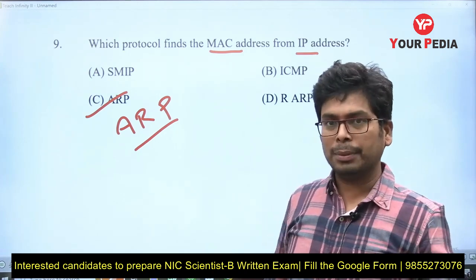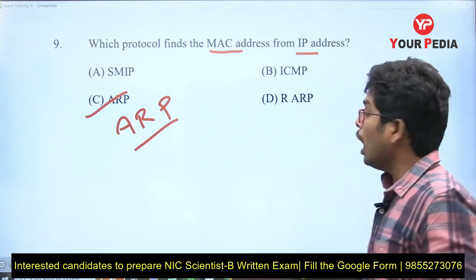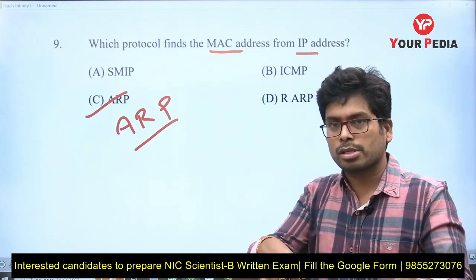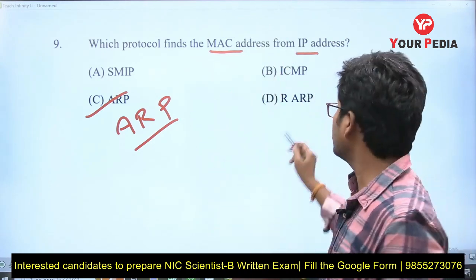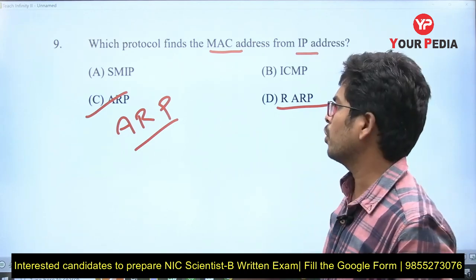If you know the IP address and you want to know the MAC address, we will use the ARP protocol. And if you know the MAC address but you don't know the IP address, that is the reverse process. In such cases, we will use RARP, Reverse Address Resolution Protocol.